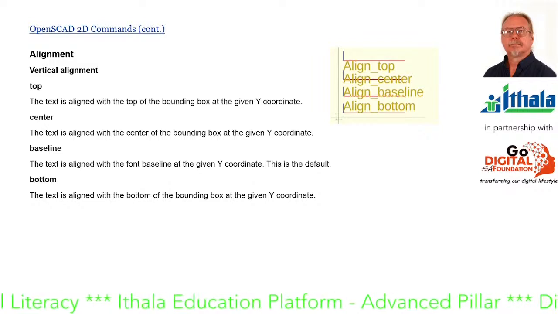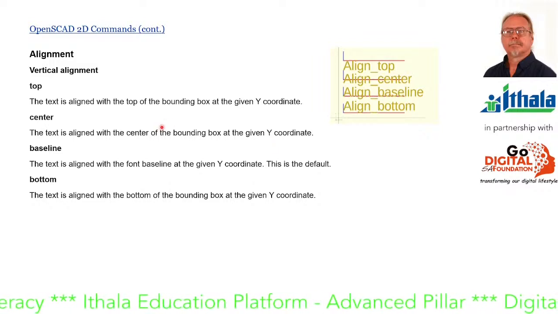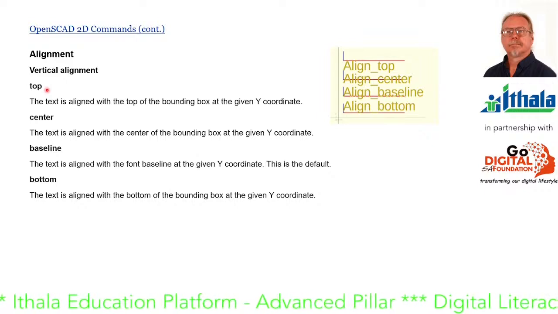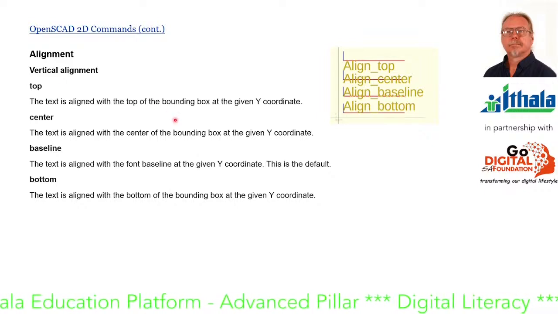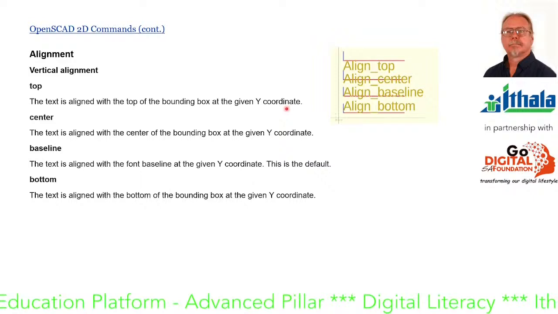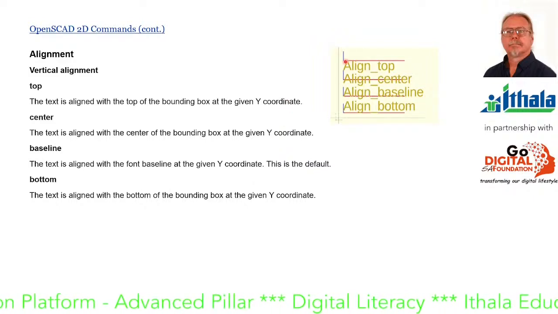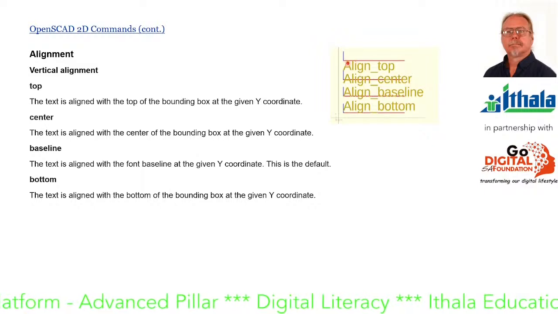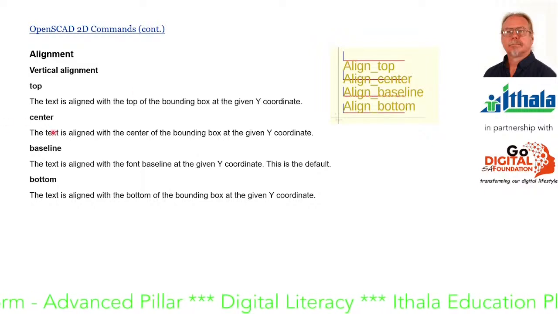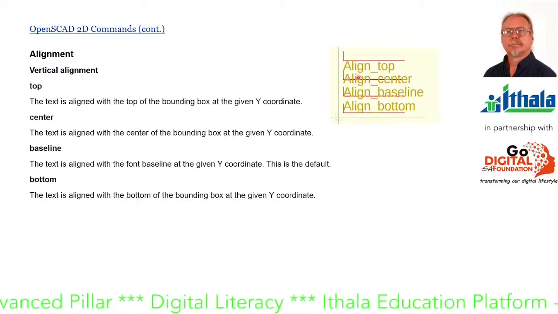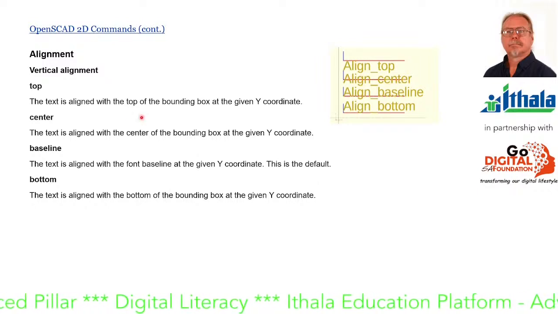Okay, vertical alignment. If we specify valign top, the text is aligned with the top of the bounding box at the given y coordinate. So here it's aligned at the top. Center, the text is aligned with the center of the bounding box at the given y coordinate. So here it's centered on the line.